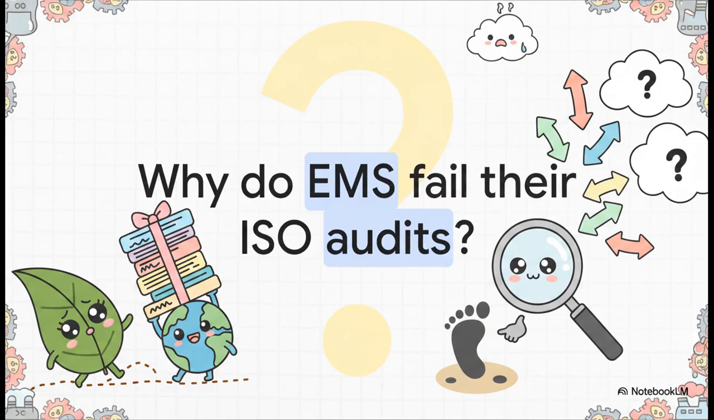We got to start with kind of a tough question, right? Why do so many environmental management systems just fail their ISO audits? It's a phenomenon we can basically call the auditor's trap. See, organizations constantly stumble right at the starting line when they're trying to identify their actual environmental footprint. They build these massive, incredibly complex documentation systems, but they base them on a fundamentally flawed understanding of where their real environmental impacts actually lie. They completely miss the big picture.